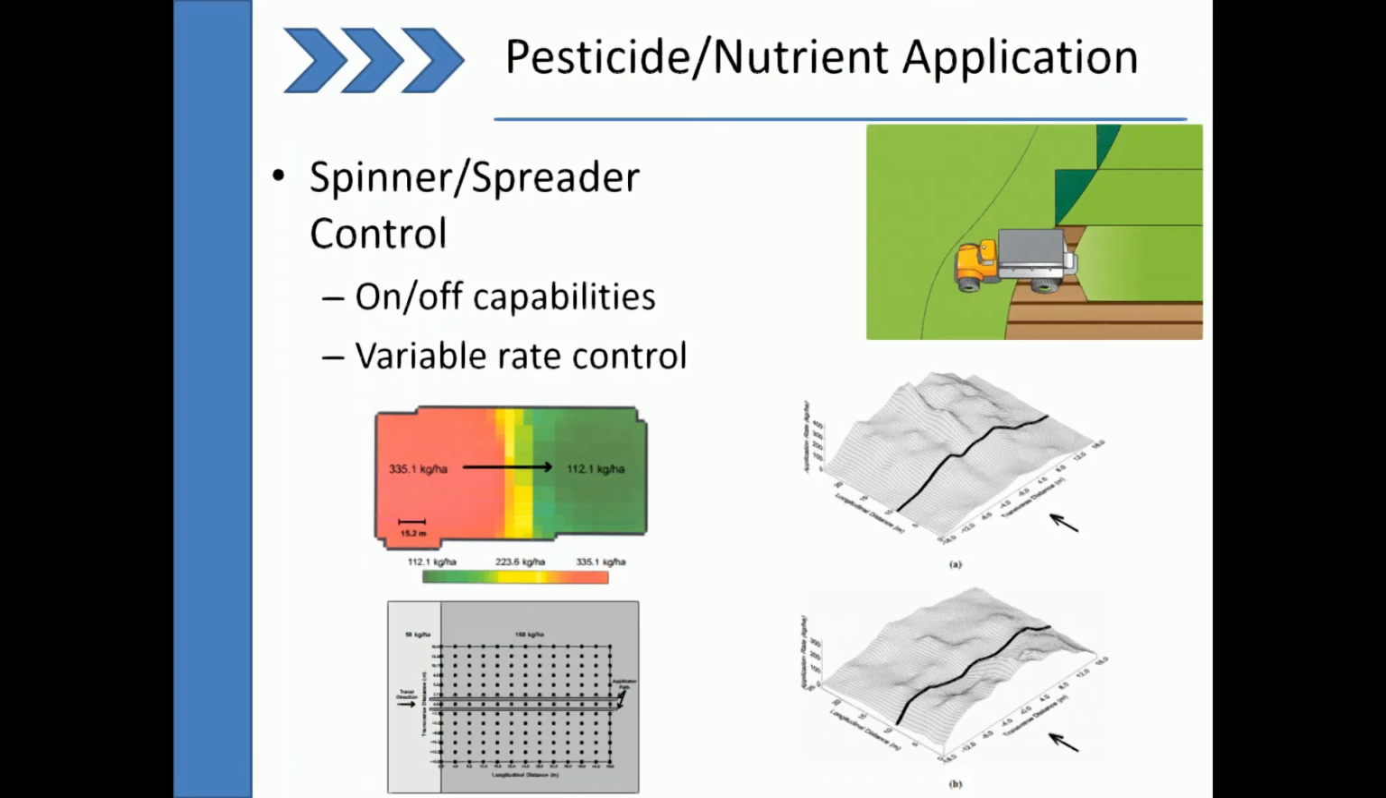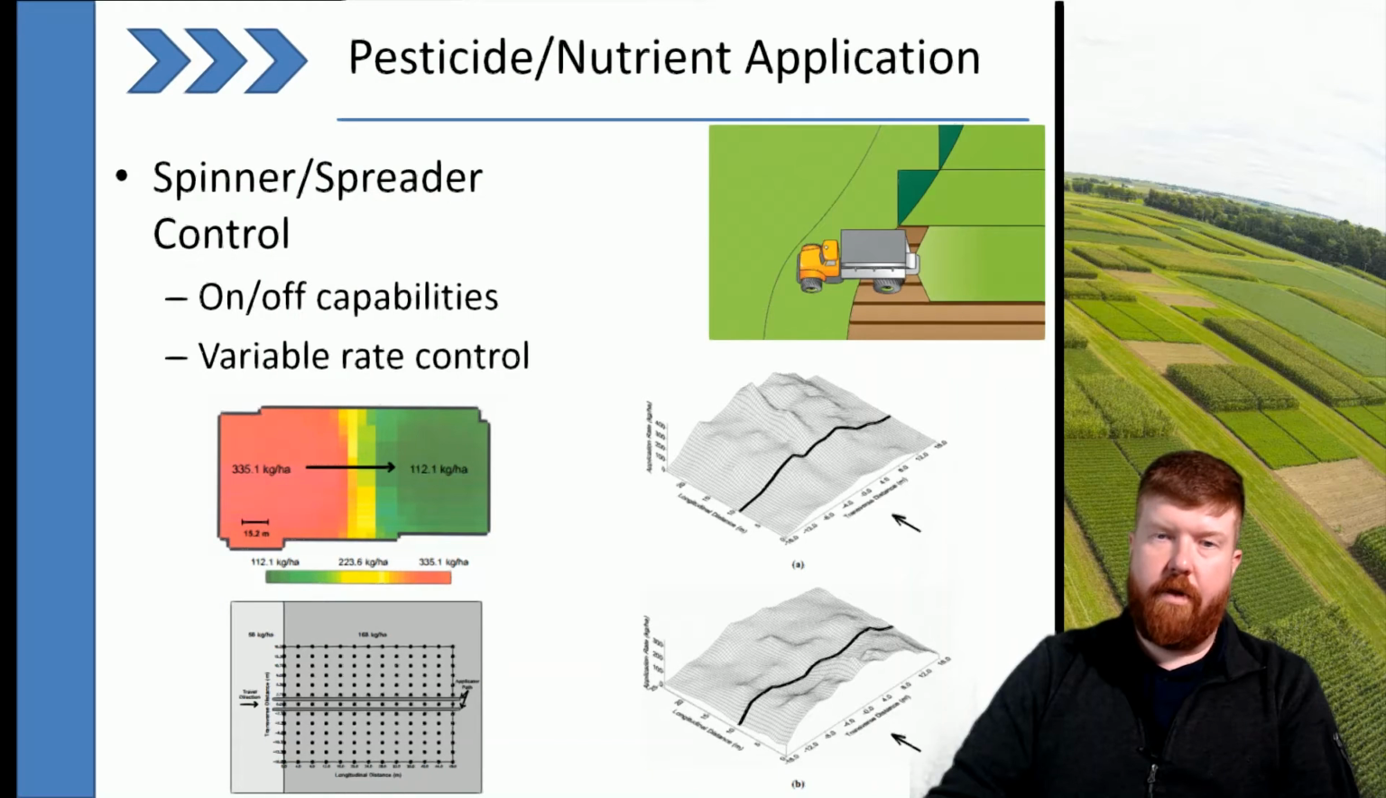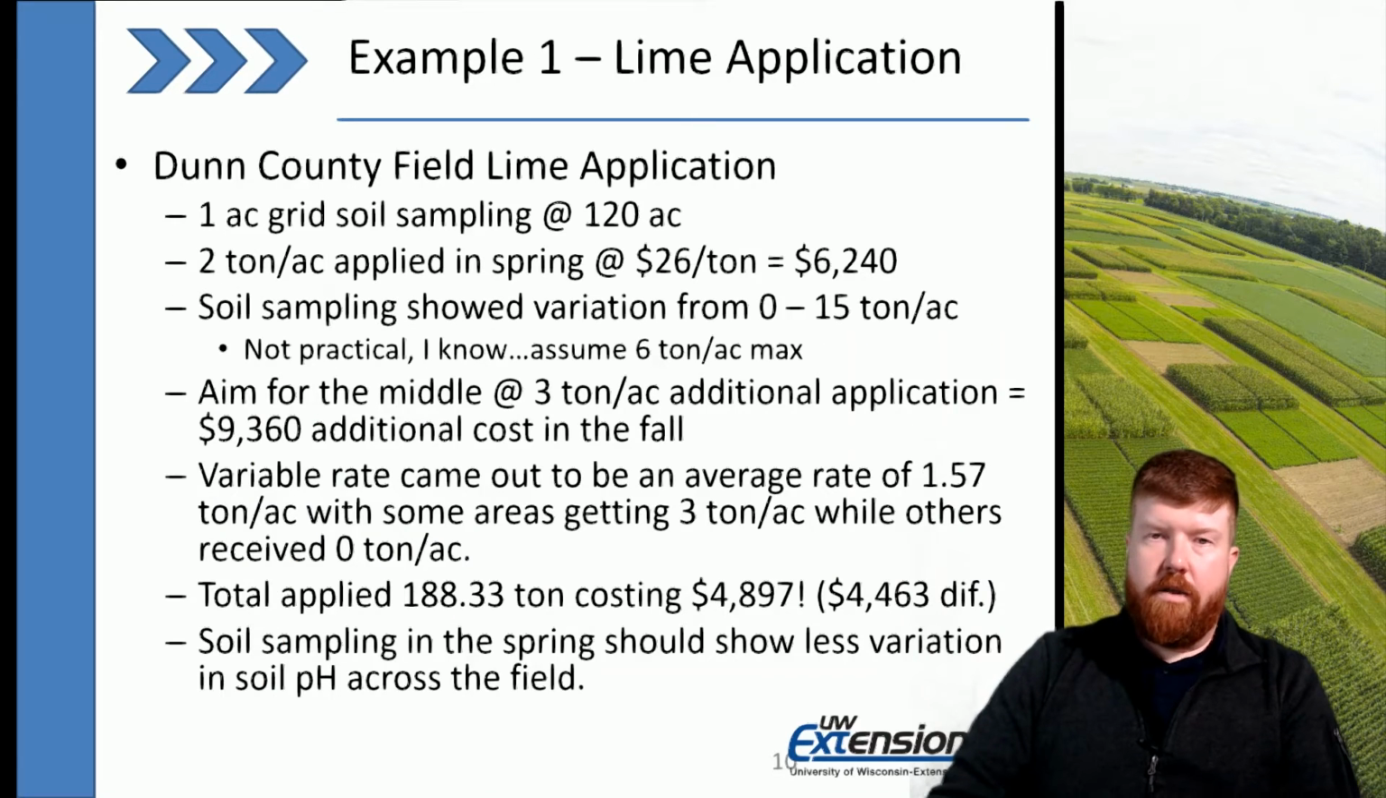Another thing we'll talk about that you may have access to is the dry nutrient application with spinner spreader, which has on-off capabilities and variable rate control as well. The variable rate's important due to the fact that some areas of the field you may find doesn't need the chemical or the fertilizer application, whereas the on-off capabilities minimizes over application in headlands and point rows. So I have a quick example that I talk people through, which is we worked with a field in Dunn County. It's a 120 acre field, and we had 1 acre grid soil sampling on that field.